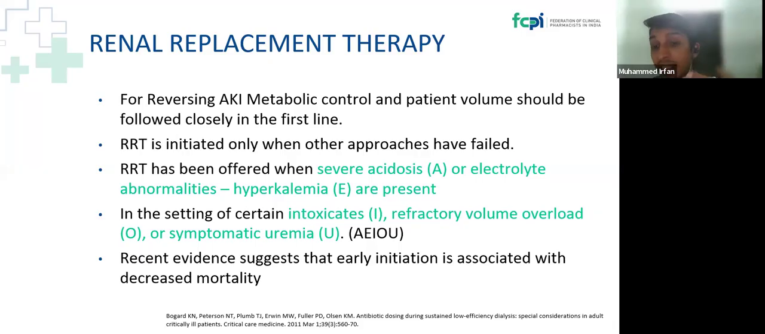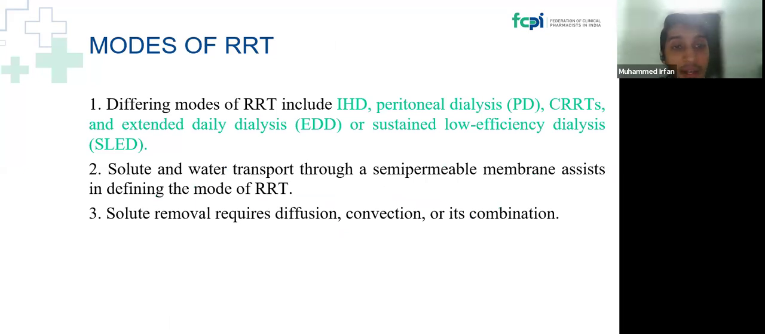Recent evidence suggests that early initiation of RRT is very important for decreasing the mortality rate also. The different modes of RRT include IHD, that is intermittent hemodialysis, then peritoneal dialysis, PD, and CRRT, continuous renal replacement therapy, then EDD, extended daily dialysis, and SLED, sustained low efficiency dialysis. It is very important which RRT is initiated.